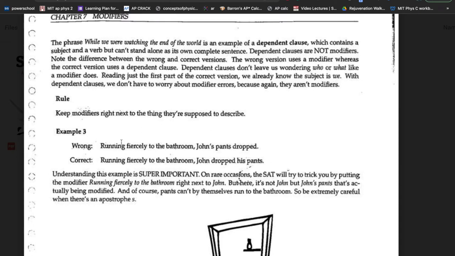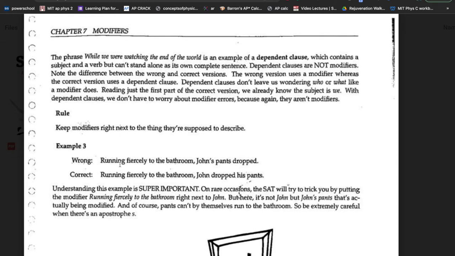So in the first one, you're assuming who's running fiercely is John's pants, but they can't run. So it's running fiercely, John. He's the one running fiercely. You have to put John next to it, and then dropped his pants. John did that. So it can be a bit tricky. I'm thinking it's super tricky if you just read it completely. Most native speakers, when they speak English normally, don't make these mistakes because the sentence simply sounds incorrect.